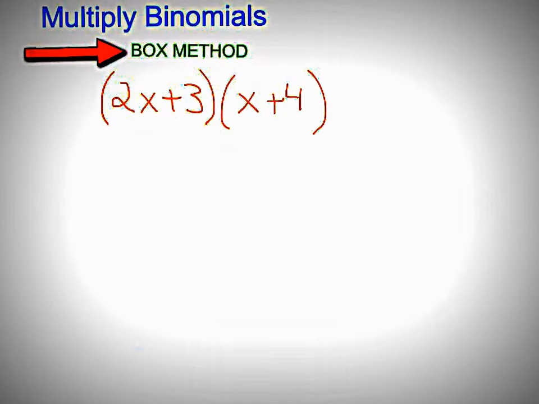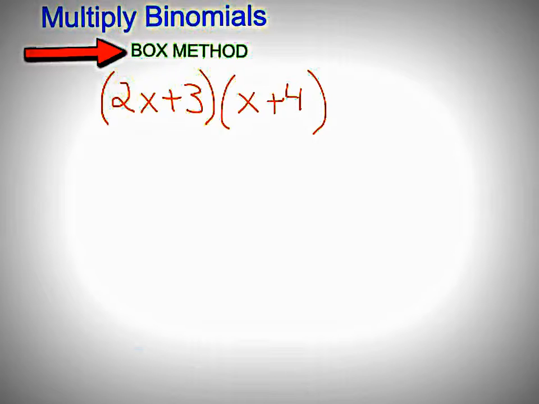Now, for the different types of questions in this lesson, I'm going to show you two different methods to get the answer, and you get to choose which method you prefer, box method or FOIL method. So here are two binomials, 2x plus 3 times x plus 4, and I'm going to show you the box method first. When you're first learning this concept, a lot of students prefer the box method because it really keeps all of your work organized. But as you do a few of these, a lot of you will then start to prefer the FOIL method because you can get the answers a lot quicker using the FOIL method.